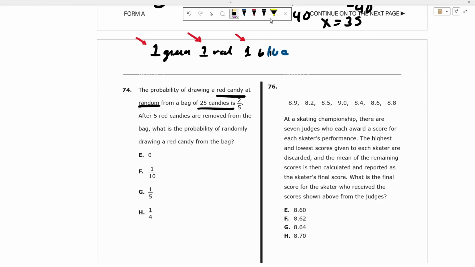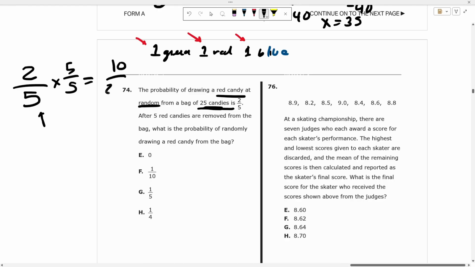So in this case, the probability of drawing a red candy at random is 2/5. But we also know that it's from a bag of 25 candies. So my total has to be 25. So if I multiply this by 5/5, I get 10/25. So now I have 25 in total, right? Your denominator is always going to be your total. So I can choose from 25 candies, but only 10 of them are going to be red. So I want to choose those 10 red candies from those 25. Okay? So all you really have to do here is, from the total, find the actual proportion. This is the original probability that they simplified into 2/5.